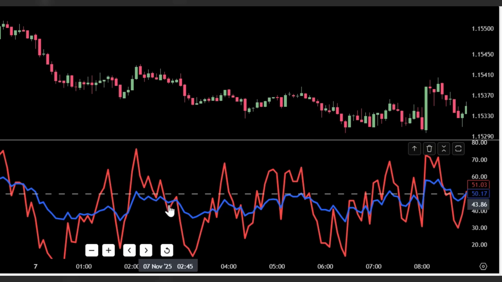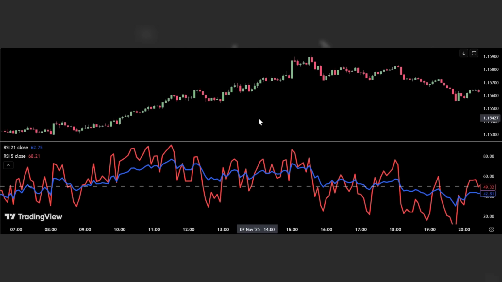When this happens, the signal is confirmed and you can enter a short trade at the open of the next candle. For long trades, the logic is the same but reversed.